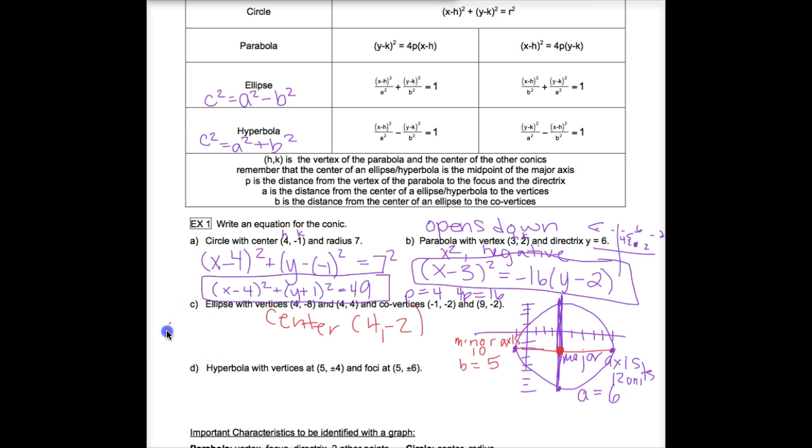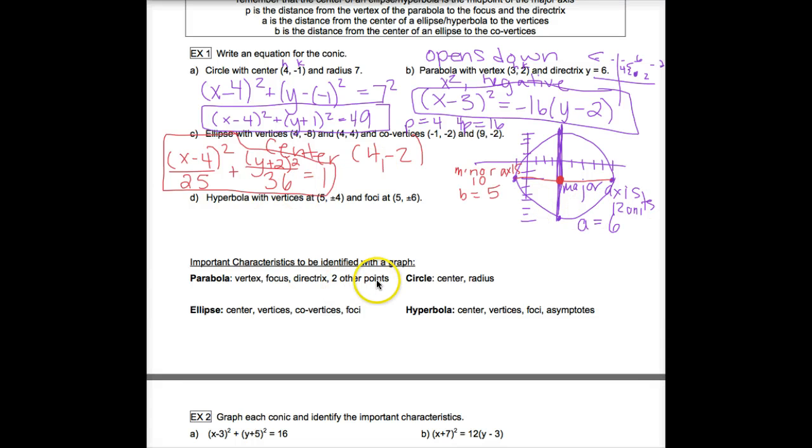I know that it's going to be x minus 4 squared right here. I know it's a plus sign. Y plus 2 squared. I know it's going to be equal to 1. And then down here I need to put my a squared and my b squared. Remember that a is always the major axis. In this case the y-axis is longer, the vertical axis. So a squared would be 36, so that goes under my y. B squared is 25, and that goes under my x. So here is our equation.